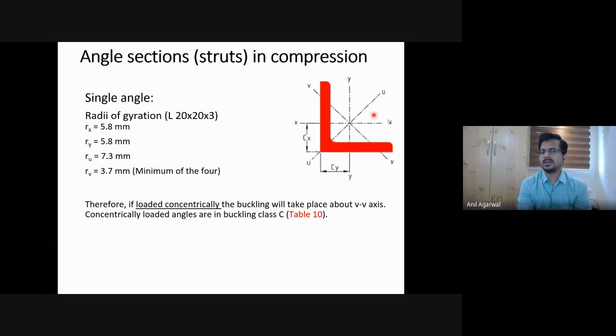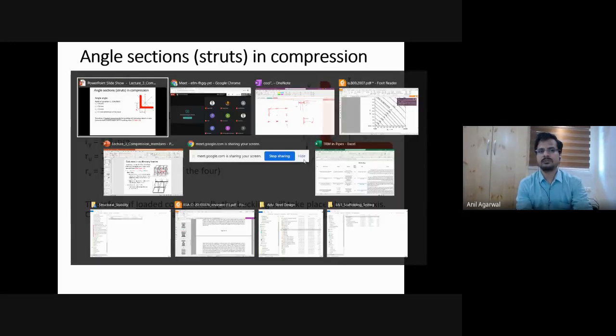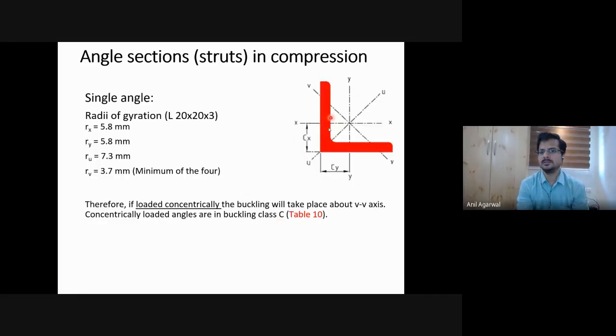Why does it do that? Why does it allow you to use the UU axis also? That is just for ease of calculation, and they might have seen that it does not really make a huge difference whether you explicitly account for the lateral torsional, the flexural torsional part of it. So simply by using flexural buckling equations of class C, you can calculate the capacity.